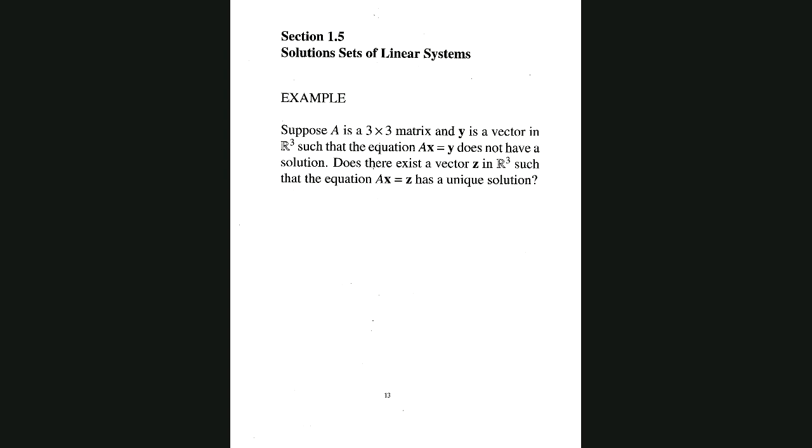Okay, so this is a problem that is somewhat theoretical. We have a 3 by 3 matrix A, and y is a vector in R3 as it needs to be. And we're saying that the equation Ax equals y does not have a solution. If that's true, does there exist a vector z in R cubed such that the equation Ax equals z would have a solution?